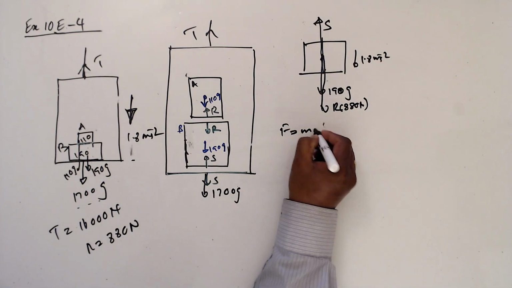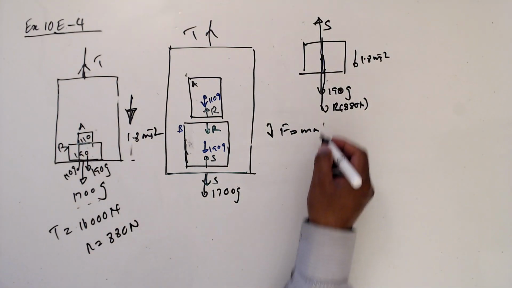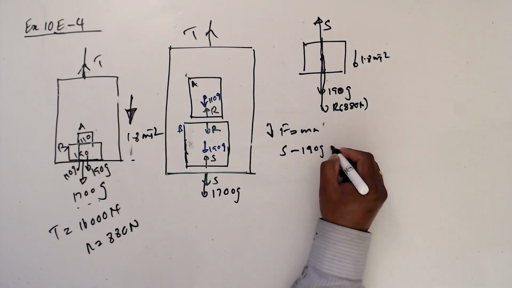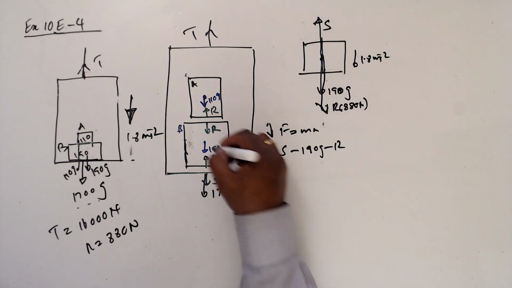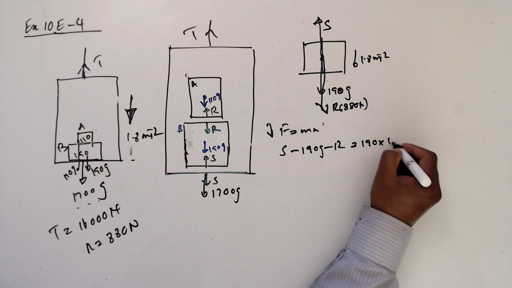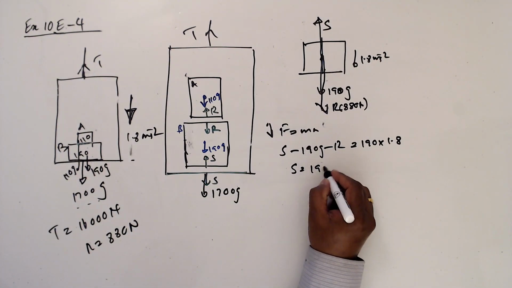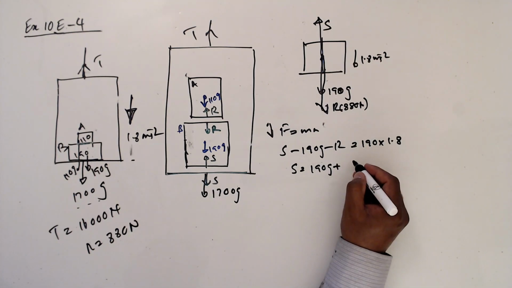So F equals ma downward, then you will get S minus 190 g minus R equals m, which is 190 times 1.8. So S equals 190 g plus... no, this is wrong.